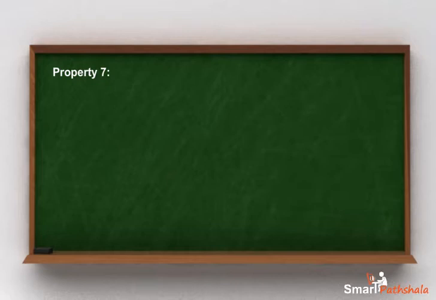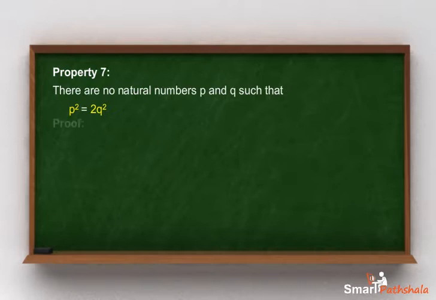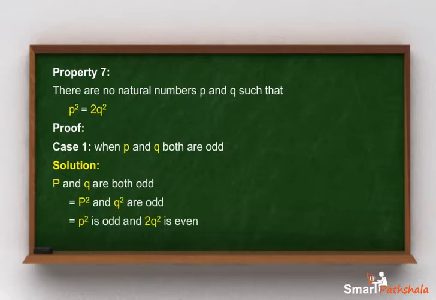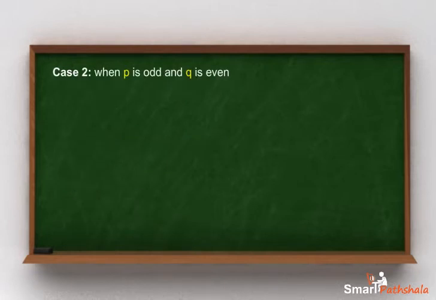Property 7. There are no natural numbers p and q such that p square is equal to 2q square. Proof. Case 1. When p and q both are odd. Solution. P and q both odd implies p square and q square are odd, so p square is odd and 2q square is even. Hence p square is equal to 2q square is not possible. Case 2. When p is odd and q is even.